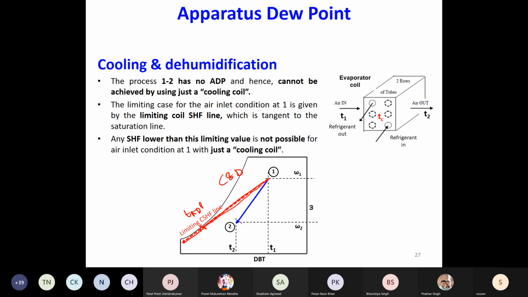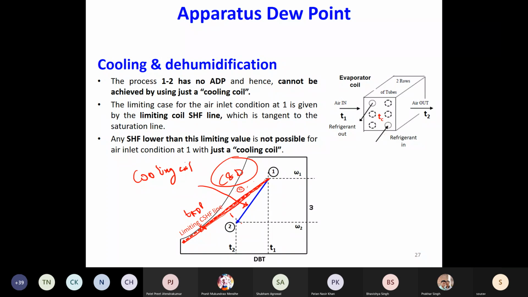If your process lies within this zone or somewhere above this, you are safe. But if your process lies below this line, then you will not be able to attain the desired process using one single CND process. So one single cooling coil will not provide you this blue line. Then you have to go into multiple processes.